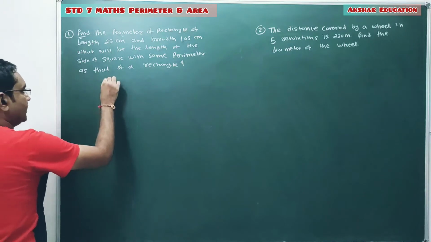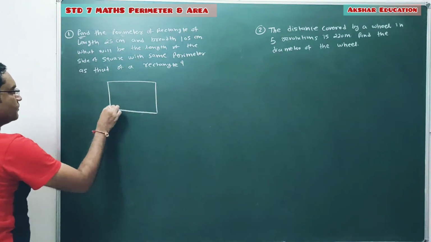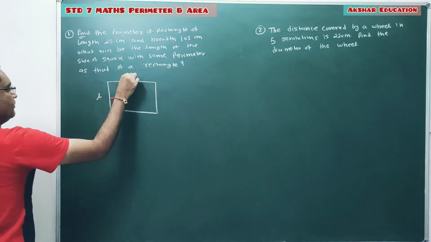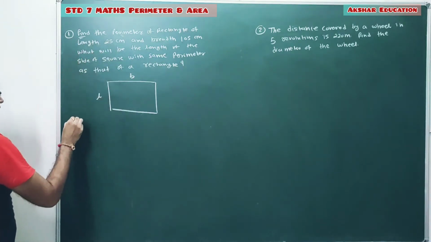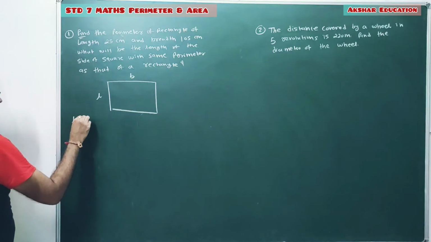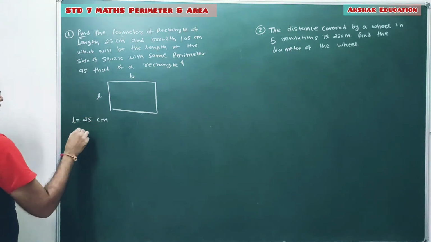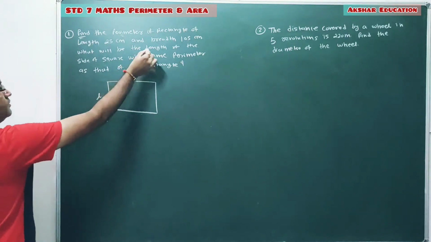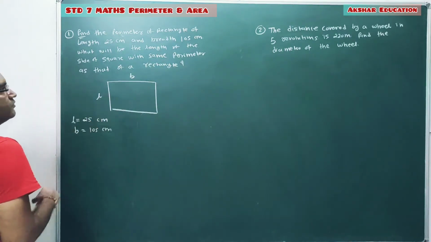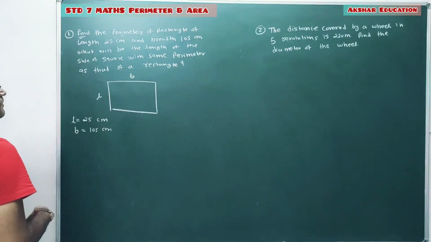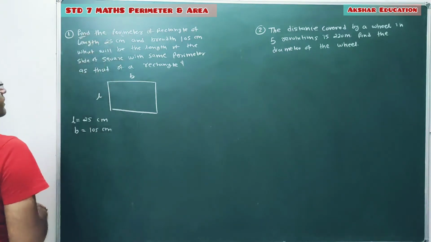So we are given one rectangle whose length and breadth are given. Rectangle of length 25 cm. So given length 25 cm and breadth 105 cm. This is one given rectangle. So first question, find the perimeter.